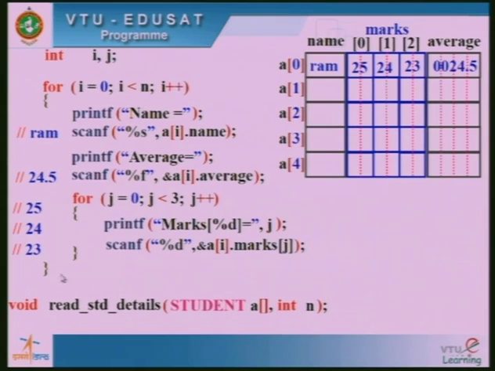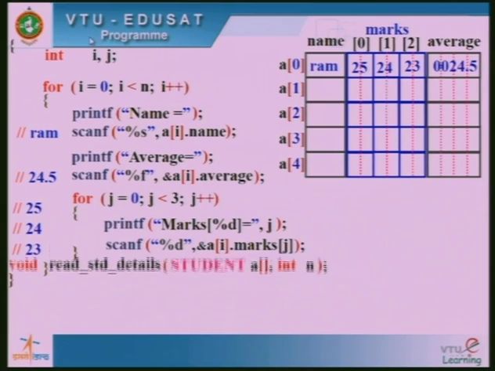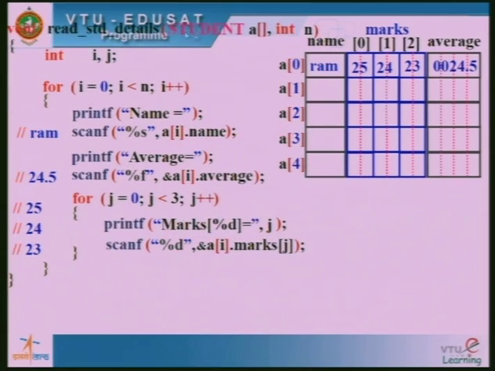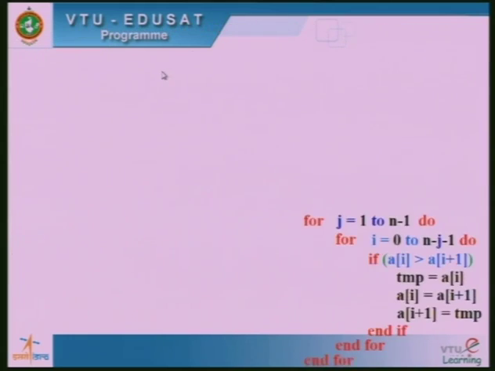And all these statements must be enclosed within parenthesis, and this has to be moved here. So we can write void read student details and so on. So this is how we can enter n student information. Next, after reading n students information, let us try to arrange the numbers in ascending order.